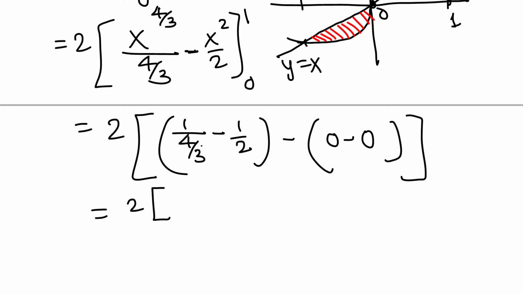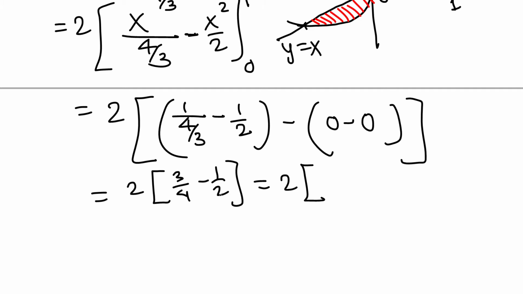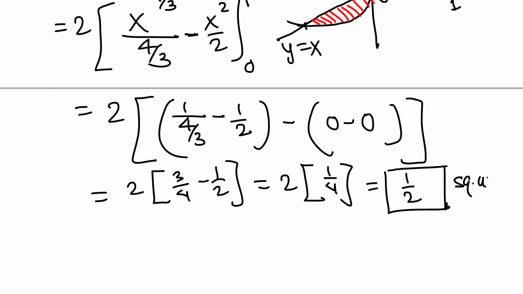So 2 times, what is 3/4 minus 1/2? 1/2 is 2/4. 3/4 minus half is 1/4. And 2 times 1/4 is 1/2. So 1/2 square units. It's optional to write square units, but that's the final answer.